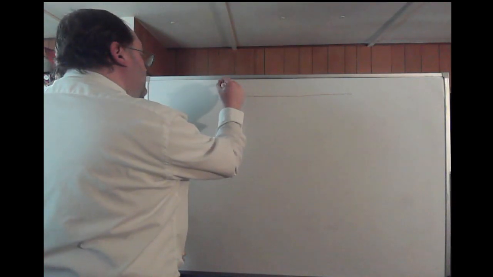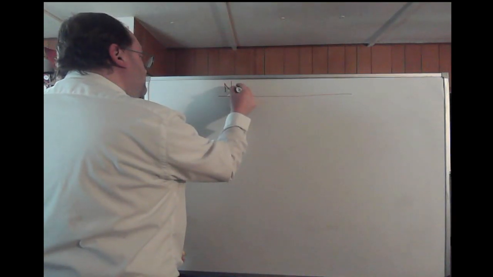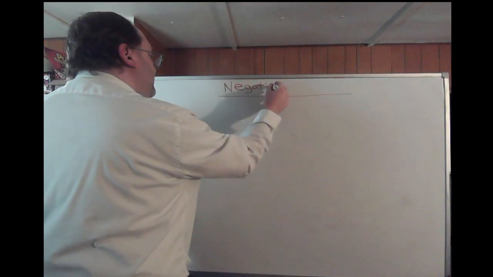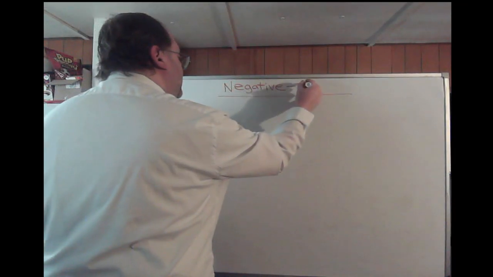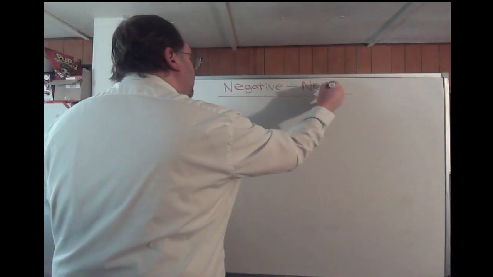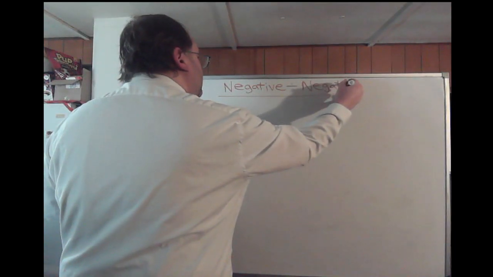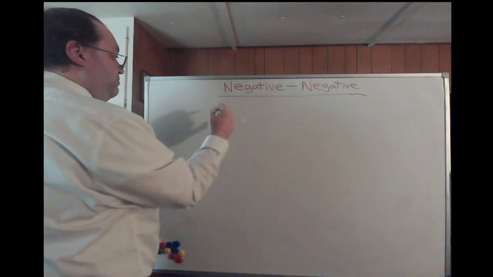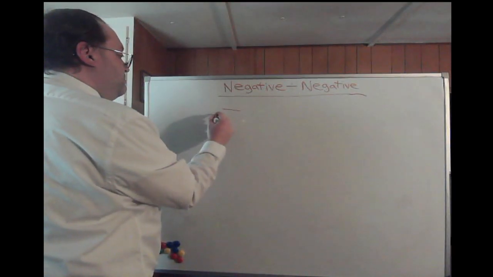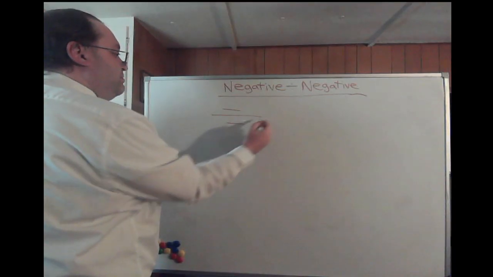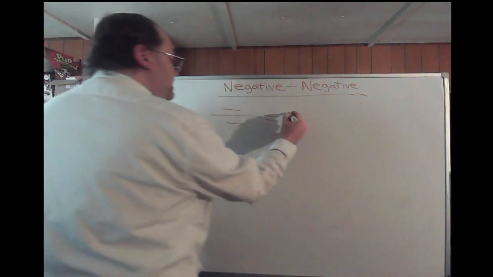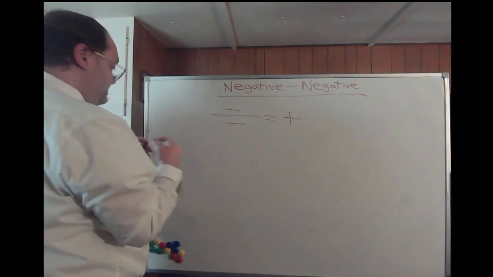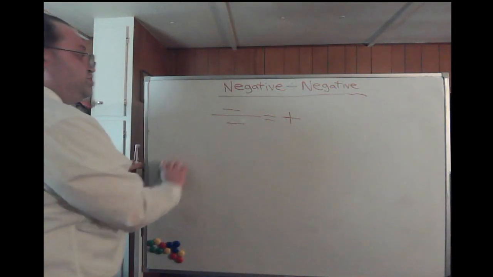Now, another type is when you have a negative number divided by a negative number. A negative divided by a negative. Just like multiplication, whenever you take a negative number and you divide it by a negative number, you're always going to get a positive number as your result. So a negative divided by a negative is a positive. That's what you would get.